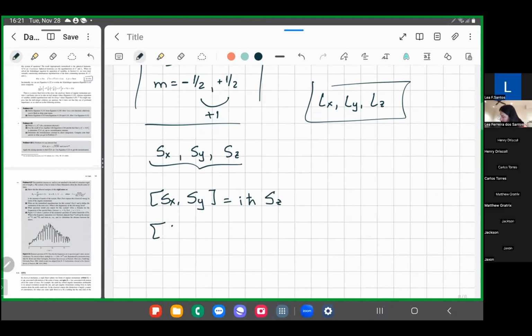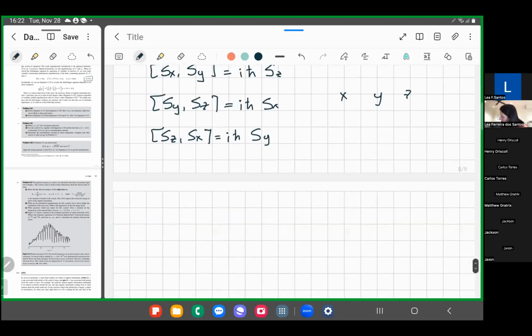And the same thing for SY, SZ, and SX will be iħ, and the next one, iħ, and the next one, following that cyclic procedure. We are also going to be talking about, as we did before, the total angular momentum. Oh, the total spin. Angular momentum was what we did before, now for the spin. Again, it's the same formalism, nothing has changed.